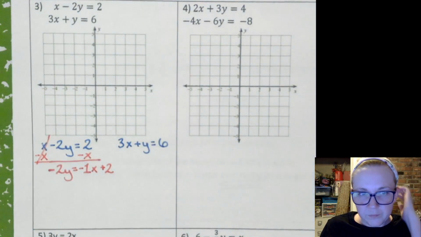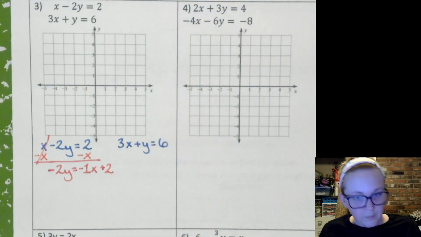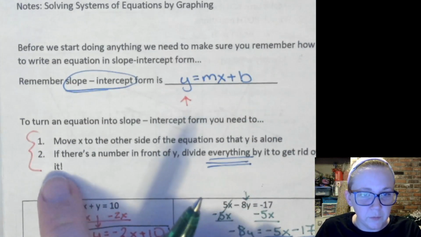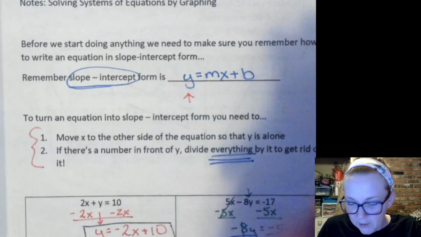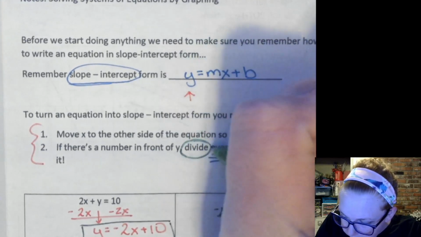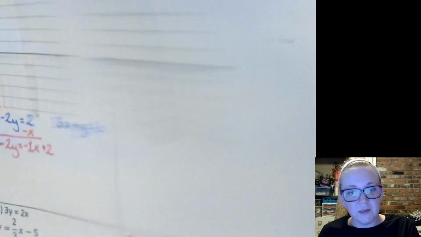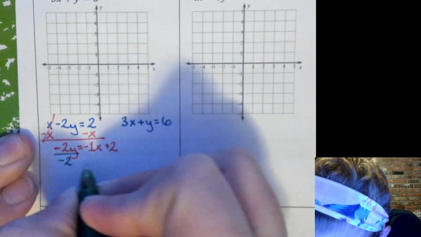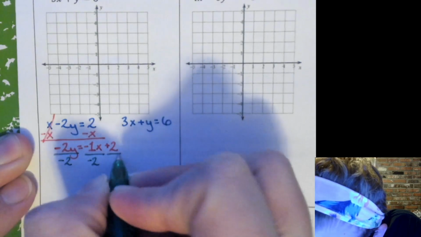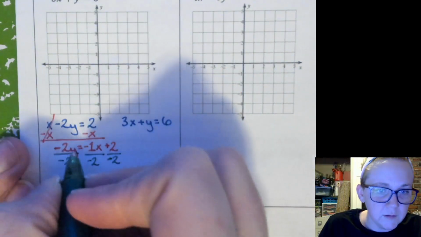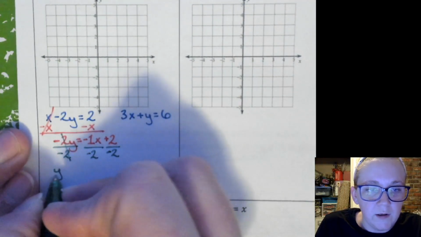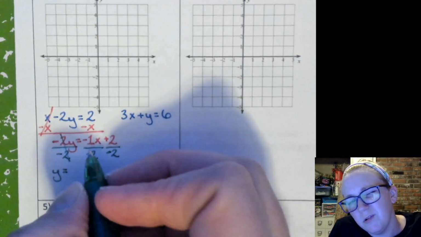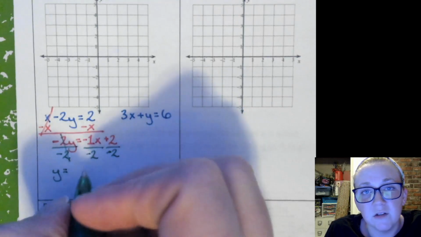All right, so let's try the next step. Again, in case you forgot, it's on the very front of this. Step 2. If there's a number in front of y, divide everything by it to get rid of it. So let's divide all the things by -2. Divide that guy, and that guy, all the things. We're going to get y equals. Let's see, does 2 go into 1? No, so we're just going to get a fraction, which is fine.